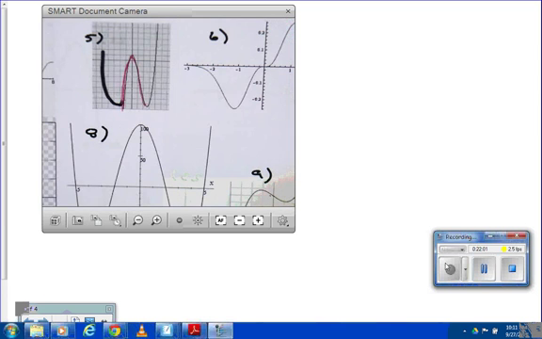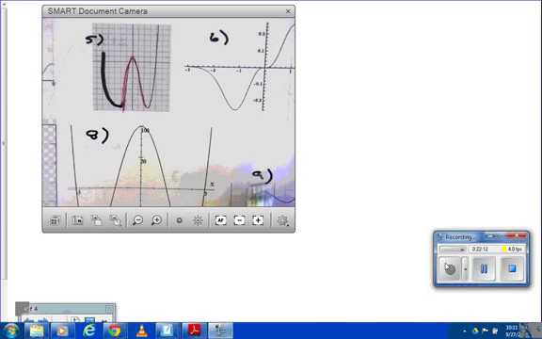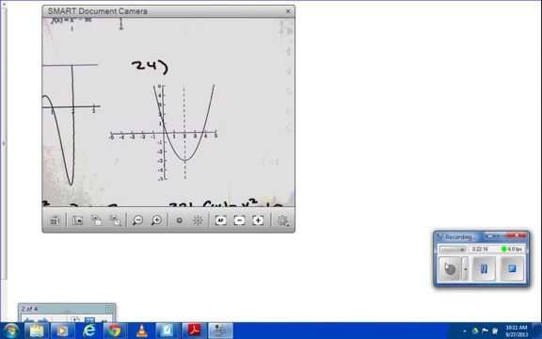Now, I'm going to let y'all go through the rest. All you have to do is just write even, odd, or neither. Do the rest of them all the way up to number 24. When you get to 24, stop, okay?